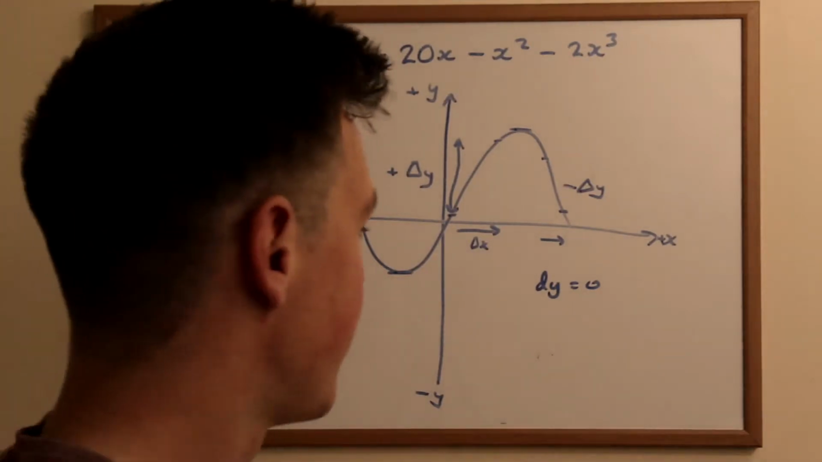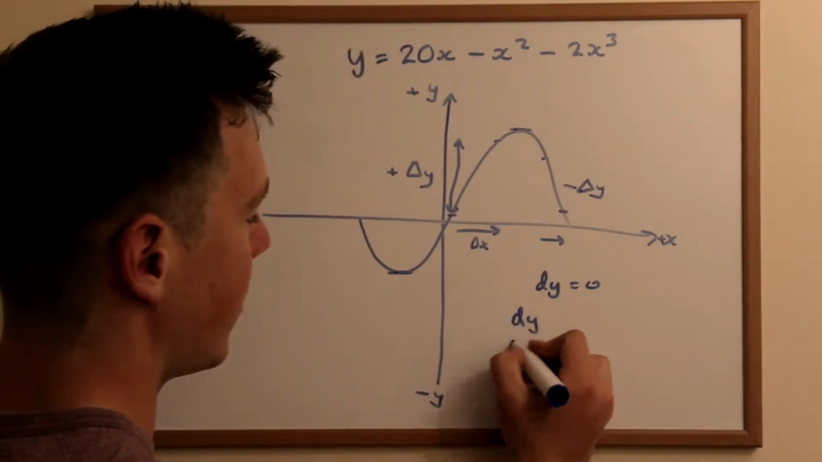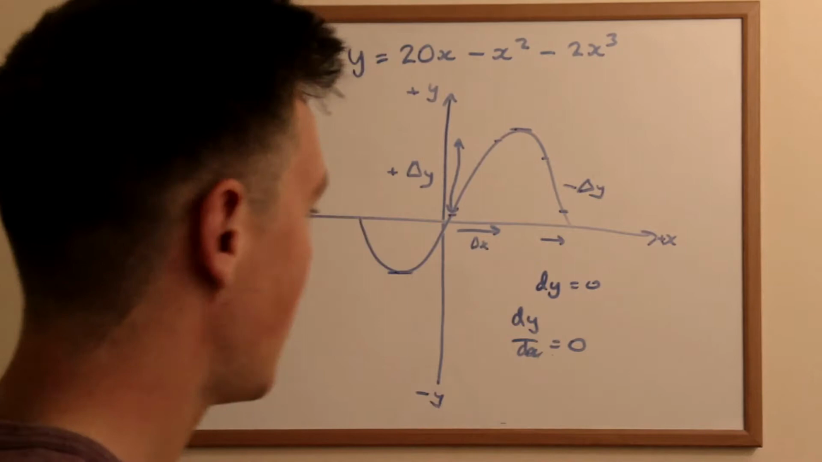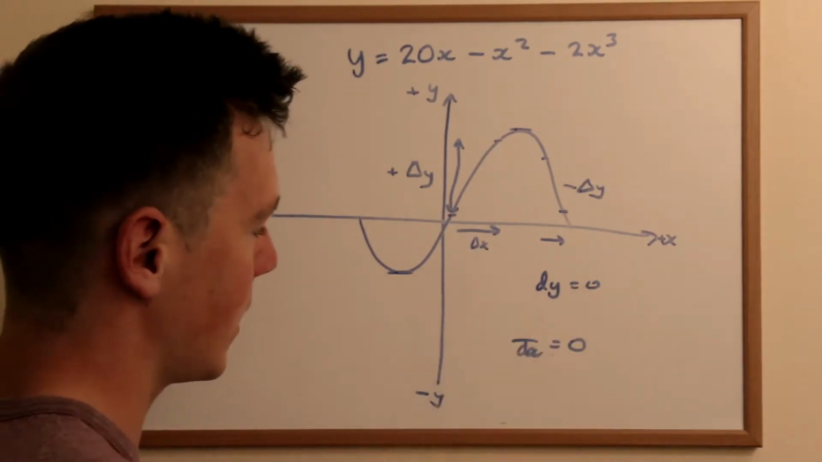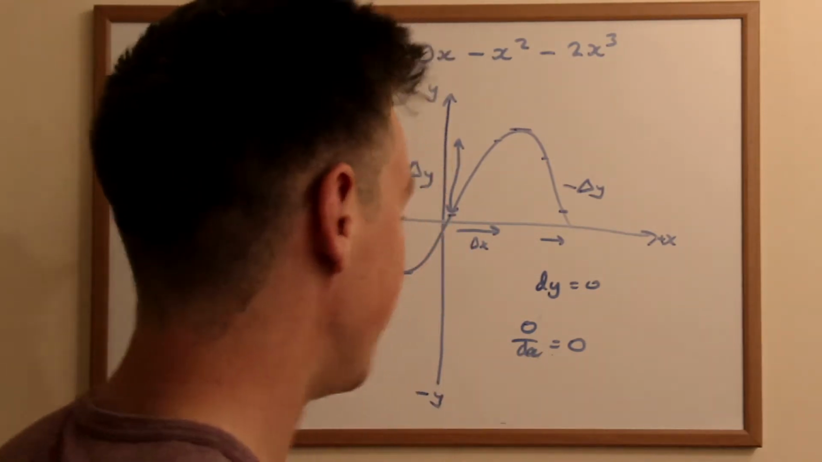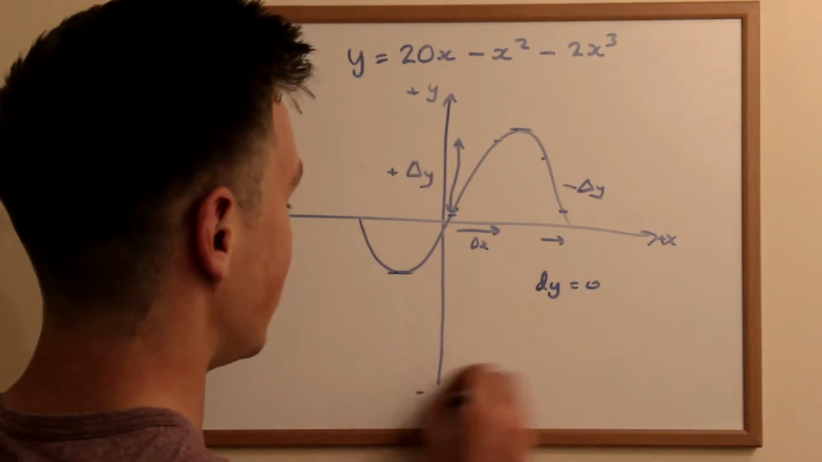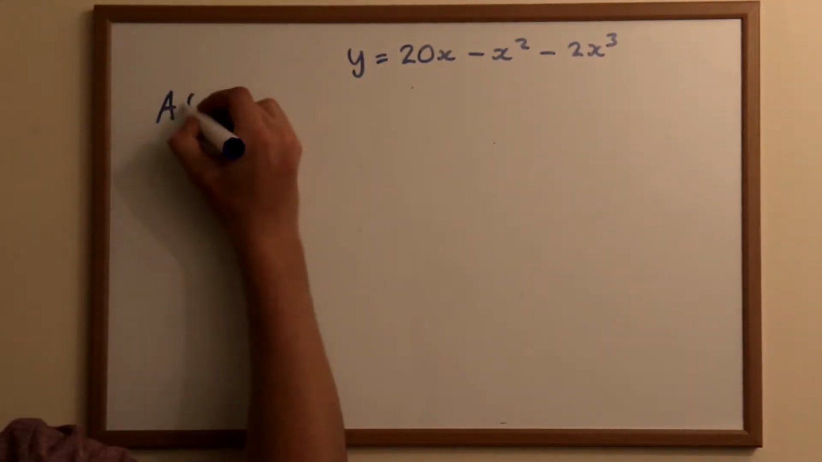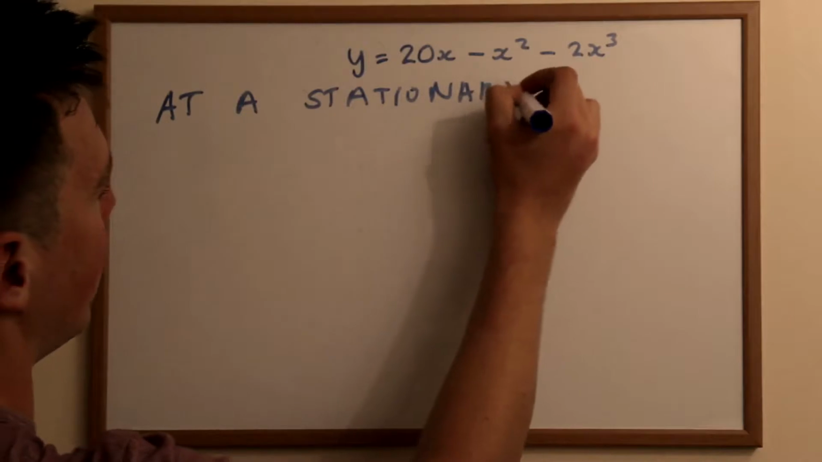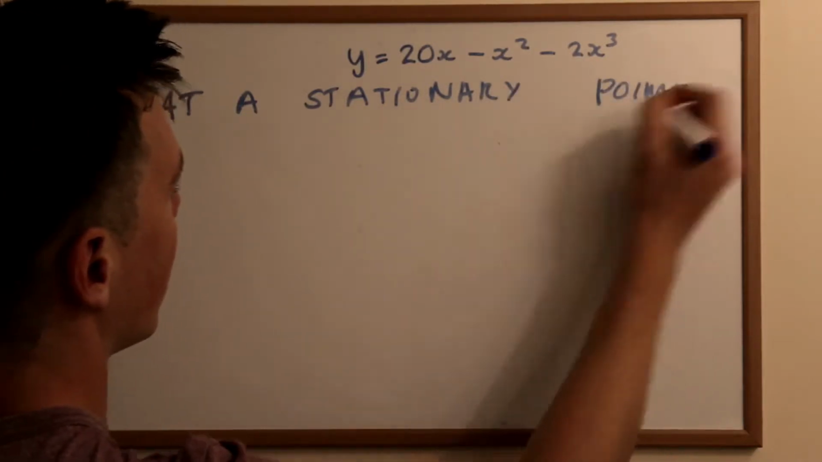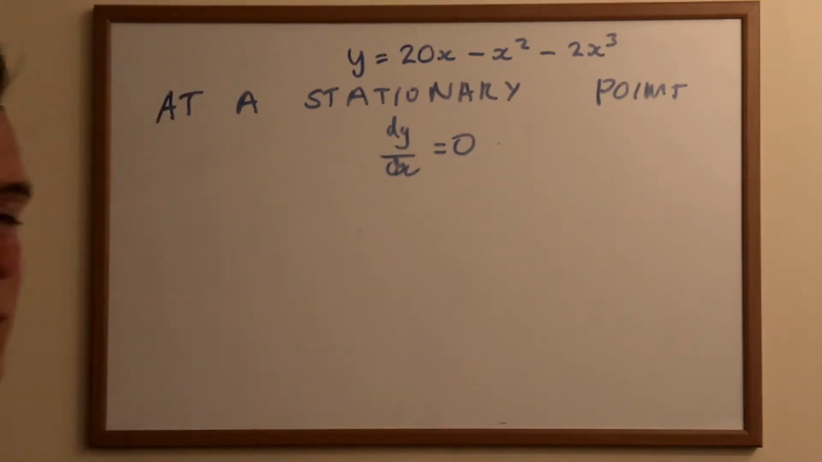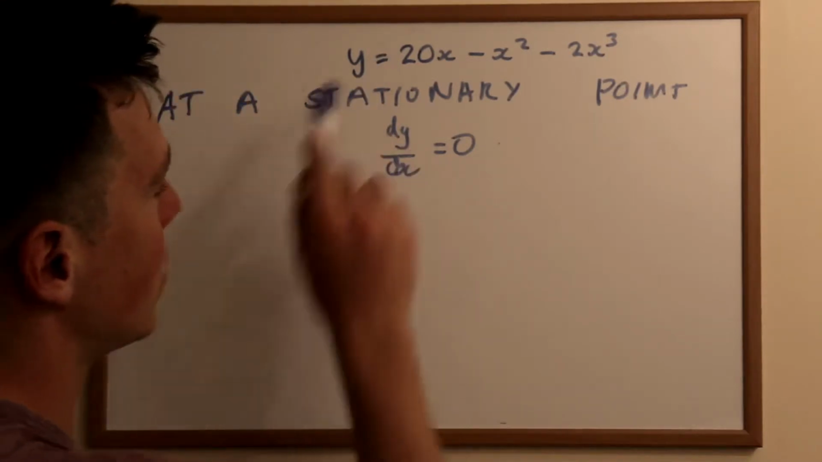At a stationary point, you can say that dy by dx is also equal to 0. The change in y divided by the change in x, because the change in y equals 0, and of course 0 divided by anything is going to be 0. So let's have a look at our equation. So we know at a stationary point, dy by dx equals 0. So let's do the differential of this equation.